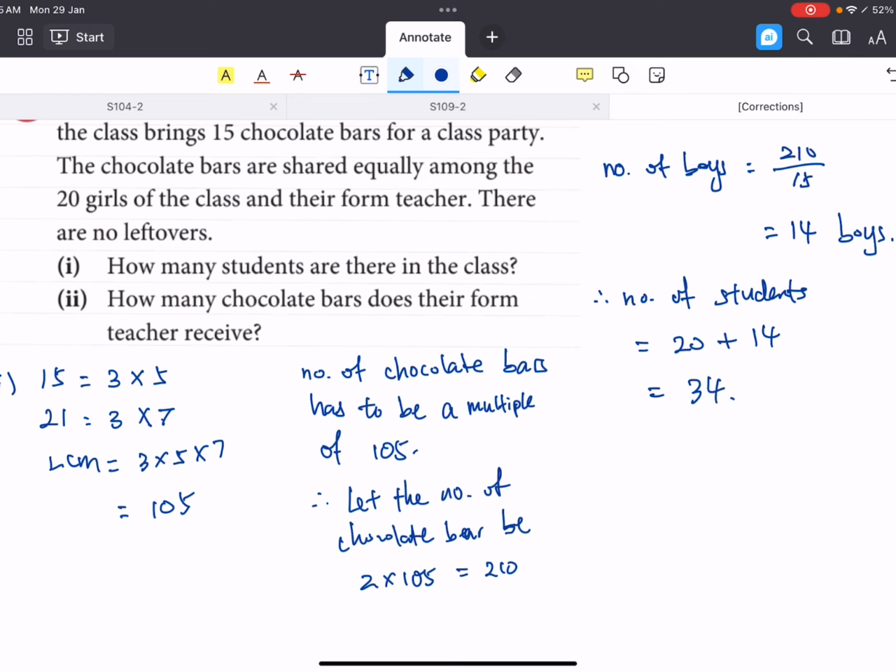So finally, how many chocolate bars does their form teacher receive? Basically, we are looking for how many chocolate bars each person receives. So part 2, the number of chocolate bars received is equal to 210 chocolate bars divided by 21, because 20 girls and 1 teacher. So each person will actually get 10 chocolate bars.